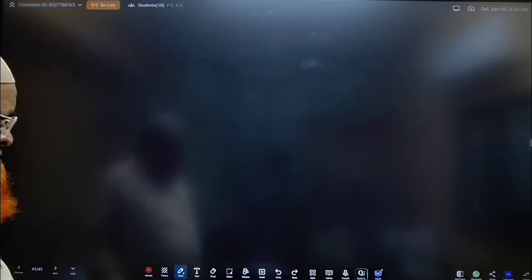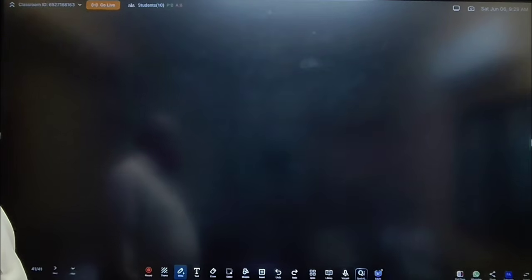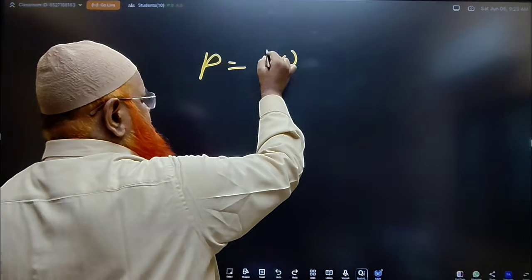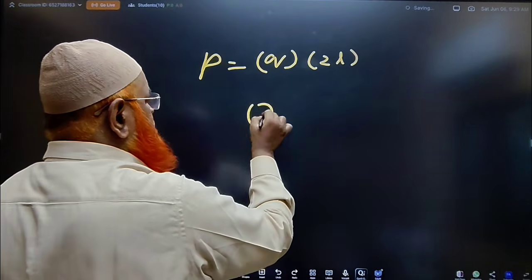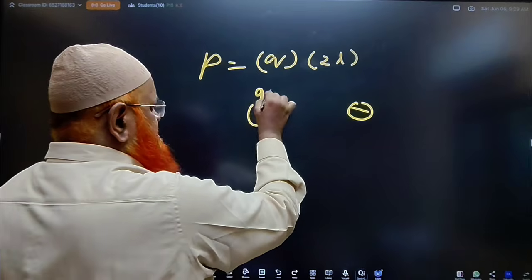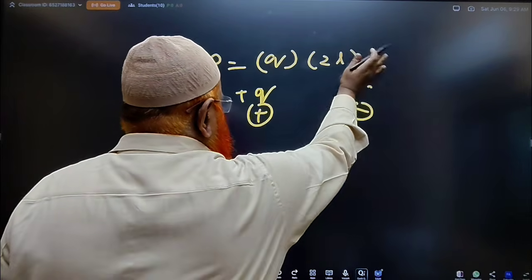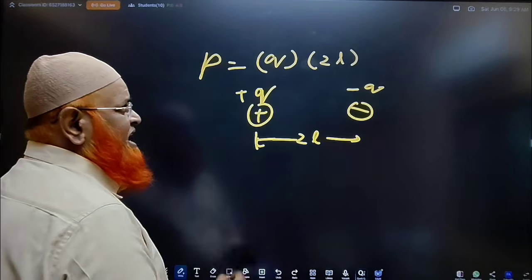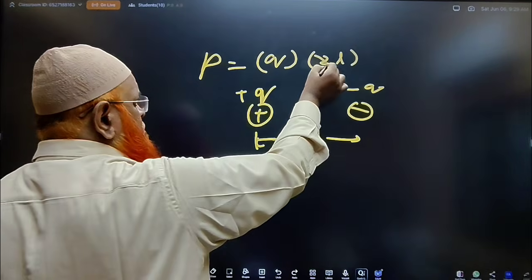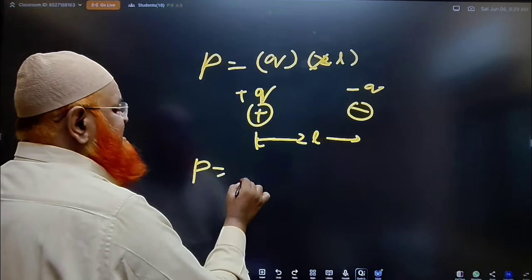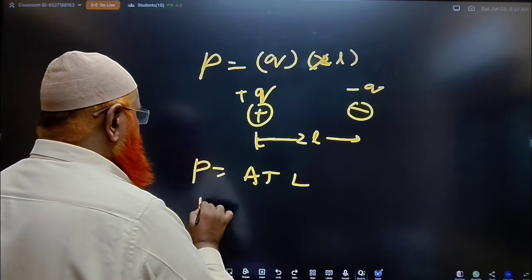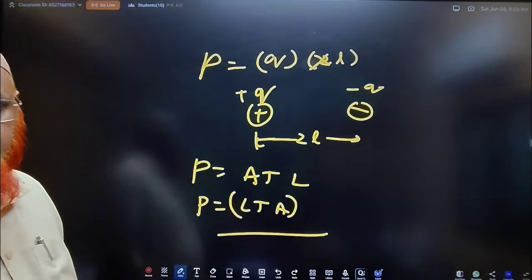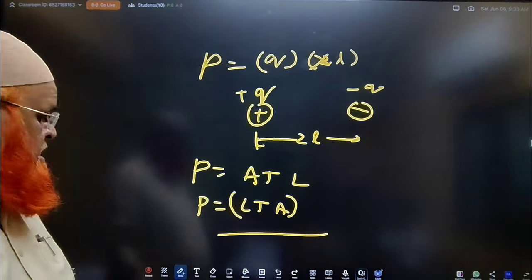Next. Electric dipole moment P. Charge and distance between the two charges, one positive, one negative charge. Positive charge plus Q, negative charge is minus Q, and the distance between them is 2L. So it's a product of charge and double times the length. For 2 there is no dimension, so Q means A into T, and this is L. So P is equal to LTA.